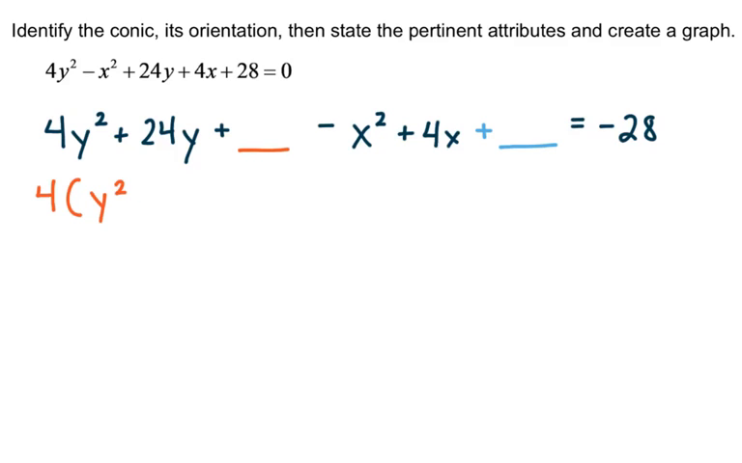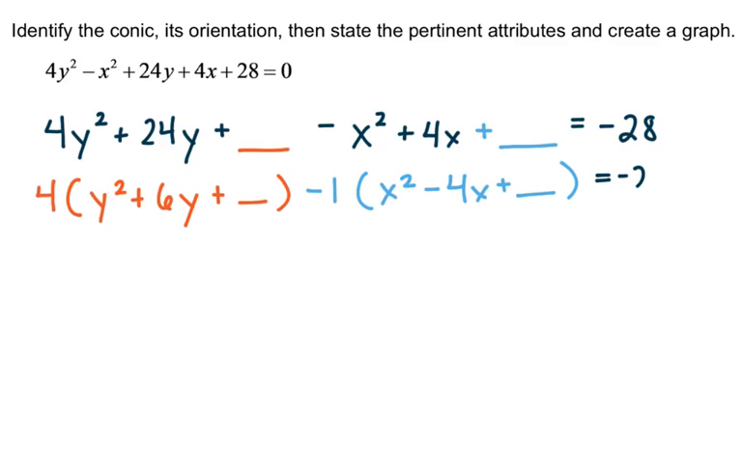That leaves me with y squared plus 6y plus some value. And on my x squared, again, I must factor out a GCF. This coefficient is negative 1. I'm going to factor out a negative 1. That leaves me with x squared minus 4x plus some number. Again, that's going to equal negative 28. And whatever number I add to the left, I will also be adding on the right. So I'm going to add 4 of something and then minus 1 of something.